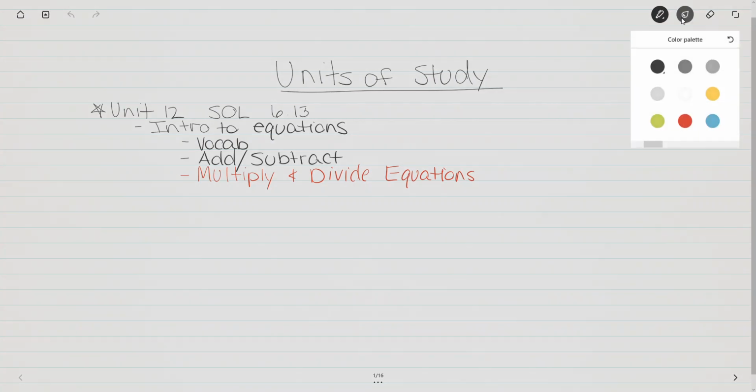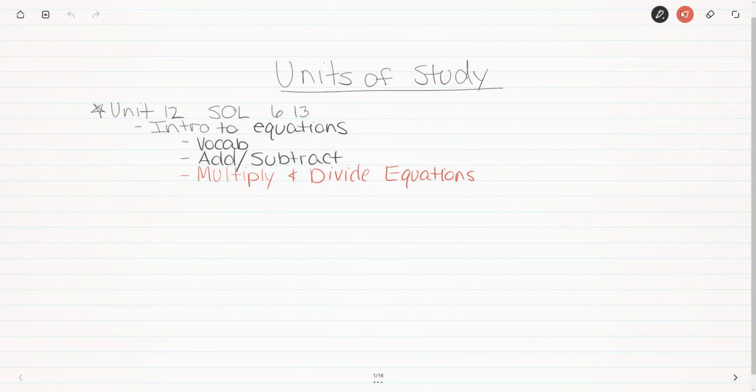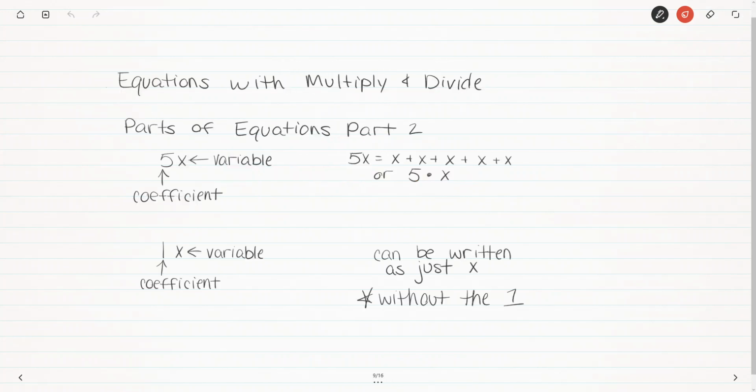In this video, we will continue reviewing our Unit 12 Equations unit. So in this video, we are going to review multiplying and dividing equations. So go ahead and add that into your notebook at the very, very front where you're putting the units of study. And when you're ready, flip in your notebook back behind your notes that you should have taken for the first day. All right, so today we're going over equations with multiplication and division.